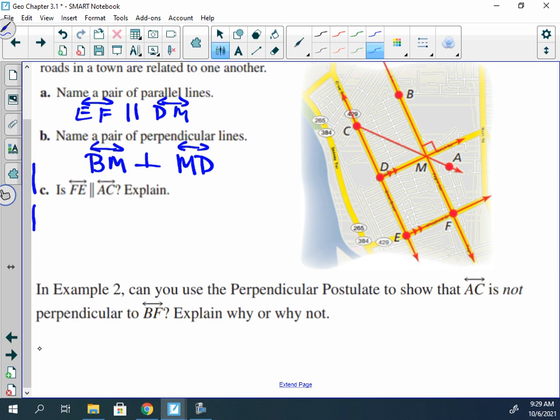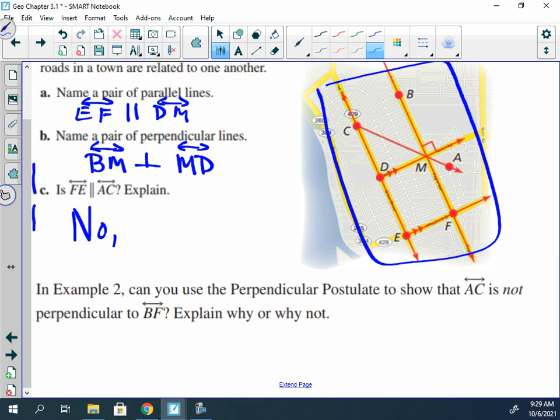Is FE parallel to AC? Why not? Well, they are. Well, we're considering this whole thing to be the plane. Because what is parallel to EF? DM, yes? Well, so through a point, so point M is contained on the line, yes? And it's also contained in line CA.